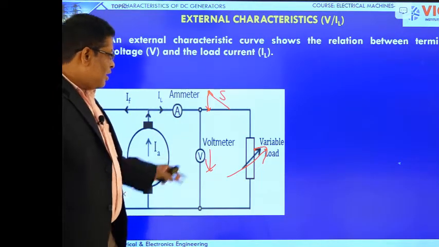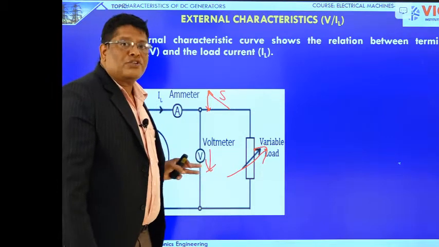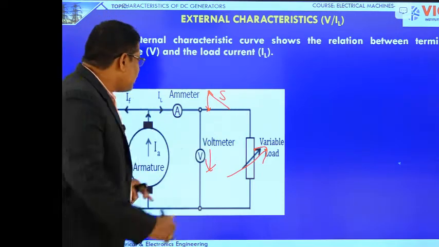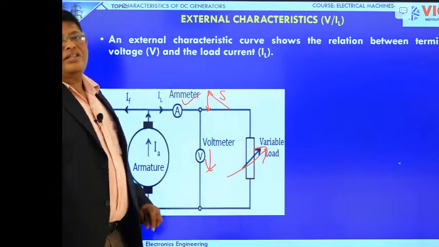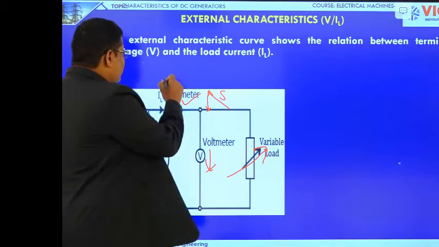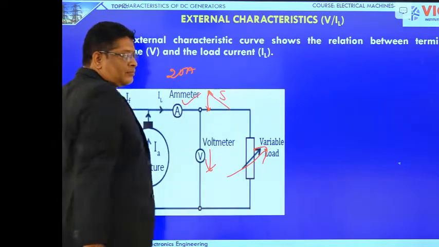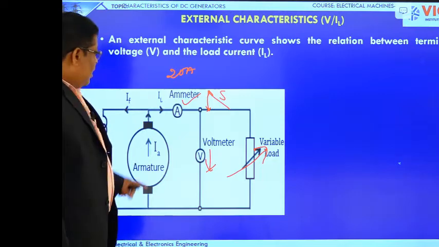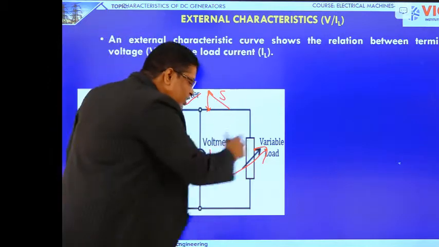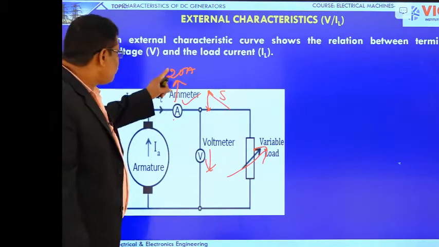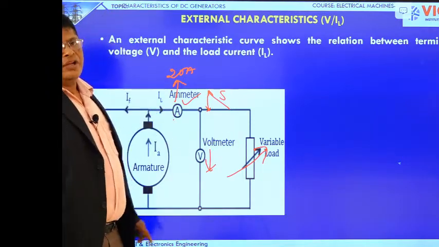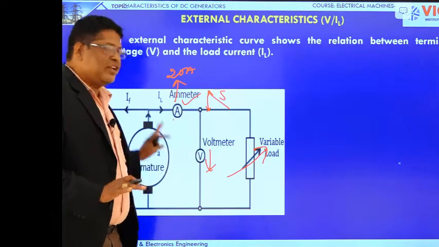Now note down the readings as you increase the load, up to the point where the armature current reaches the rated value. Suppose the armature current of the DC generator is 20 amperes. You can increase the load across the generator until the ammeter reading equals 20 amperes. Once it reaches 20 amperes, you stop applying load.